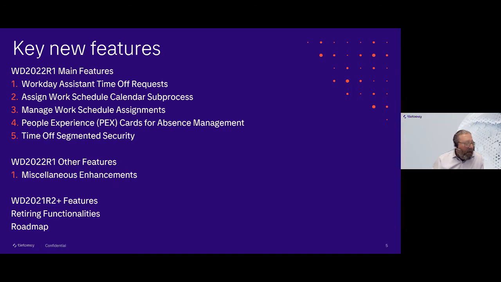So our key features today for Workday 2022 R1 are the Workday Assistant time off requests, a bit of a touch point with time tracking here, the assigned work schedule calendar sub-processes and the ability to manage work schedule assignments. I'm going to touch on the people experience cards for absence management. And although there's a delivery delay on time off security segments, I thought we'd go through that because it was about to be mandatory and it will be really soon. So we're going to cover that as well.